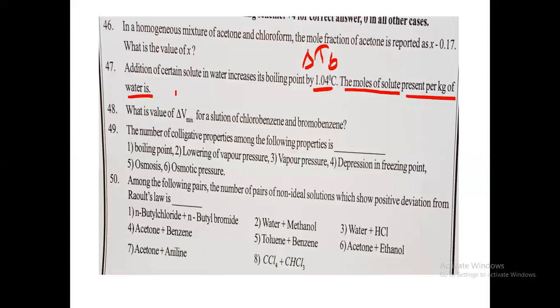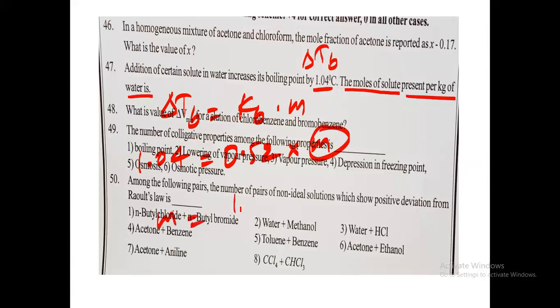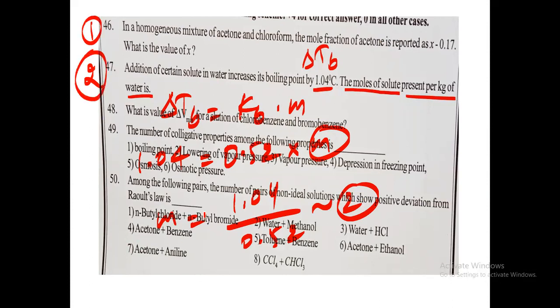So what is the formula here? Delta Tb is equal to Kb of water into molality. Delta Tb given is 1.04, Kb value for water is 0.52, into molality. Molality we need to calculate. So molality is 1.04 by 0.52, which is approximately equal to 2. So the answer is 2. Is that clear? Moles per kg means molality, which they ask to calculate. Take the screenshot.